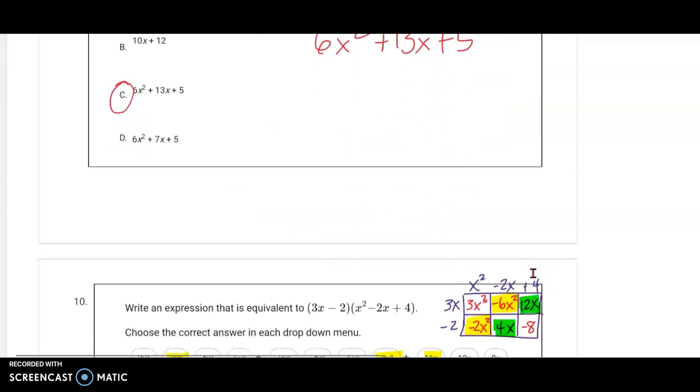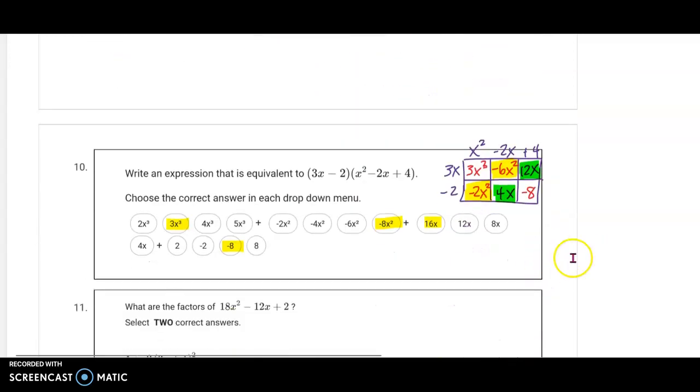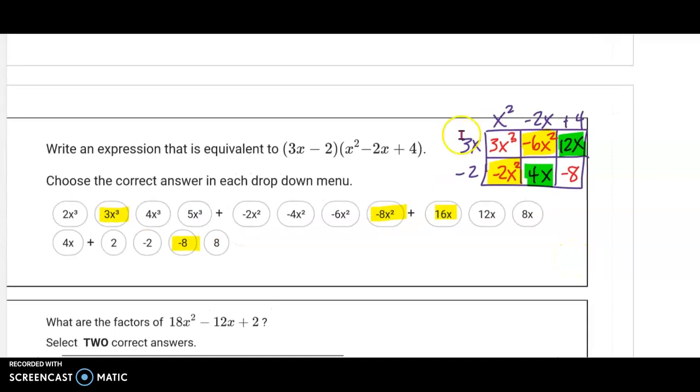And lastly, number 10, this one was a little bit trickier because you had a binomial, 2 terms times 3 terms, but you still multiply to get all the boxes. This was a drop down, so you had to select between these 4. 3x cubed, remember x squared times x is x cubed. Combine your x squareds to get negative 8x squared, combine your x's to get 16x, and your constant was negative 8. Please stay tuned for the next video that will cover the rest of the question.